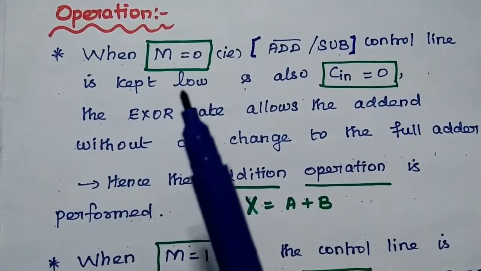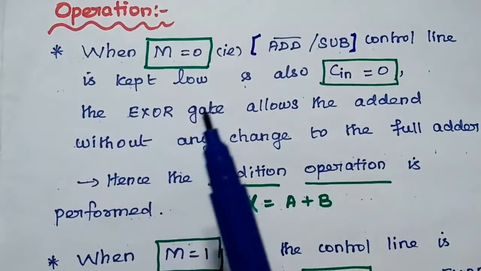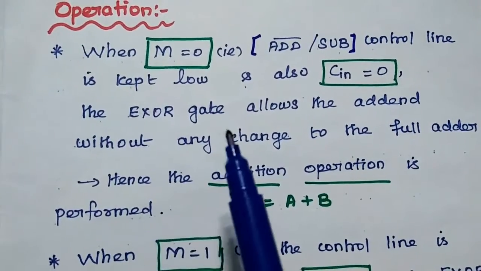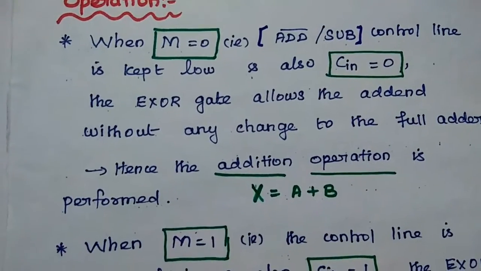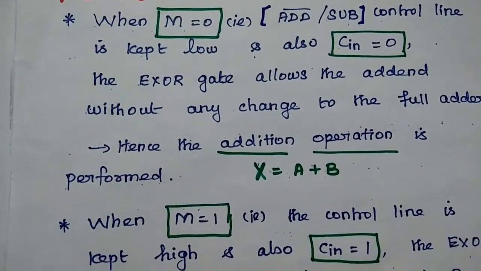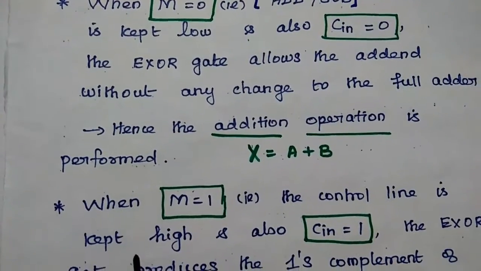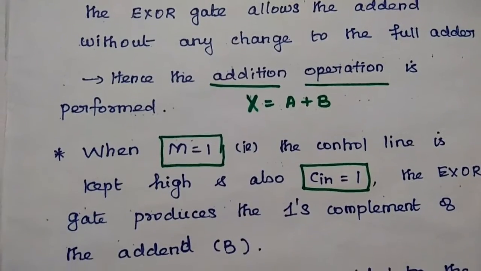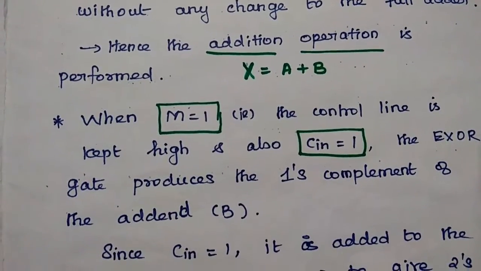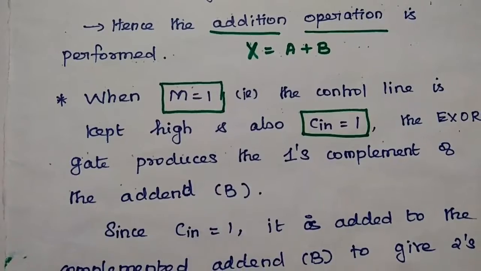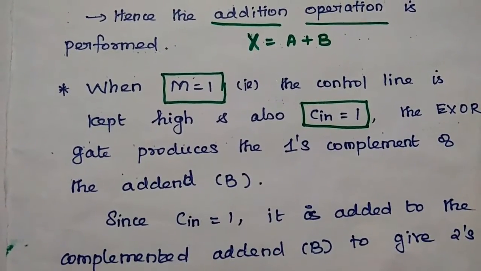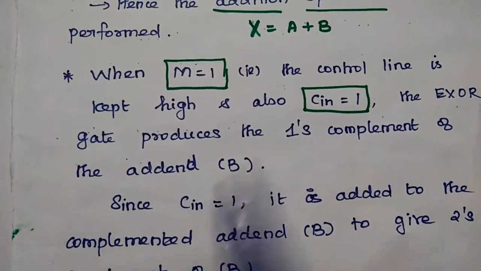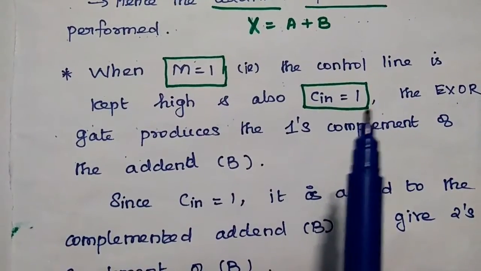The operation of adder subtractor circuit is given like this. When M is equal to 0, that is the control line is kept low and Cin is also 0, then the XOR gate allows the addend, meaning the B input, without any change to the full adder. Hence the addition operation is performed, that is the output X is equal to A plus B. When M is equal to 1, that is the control line is kept high and also Cin is equal to 1.